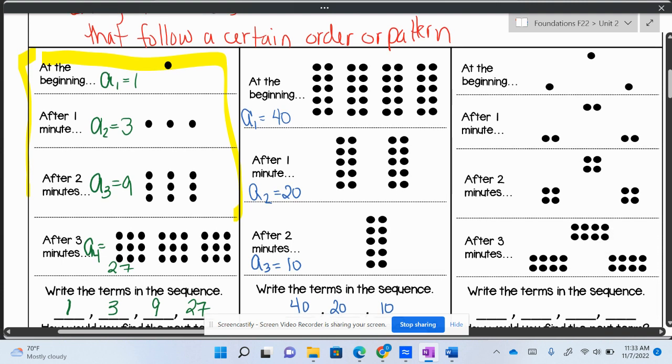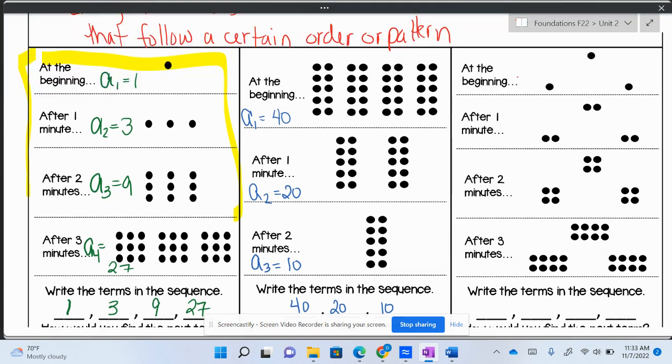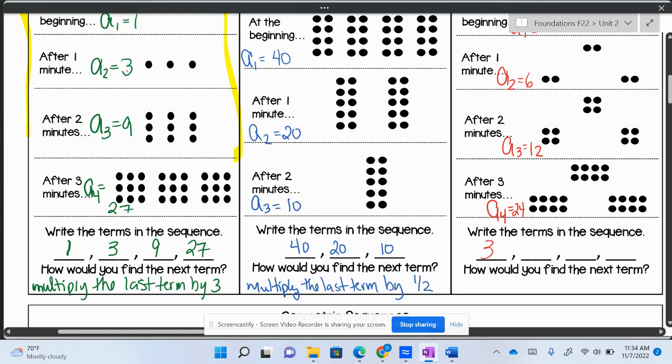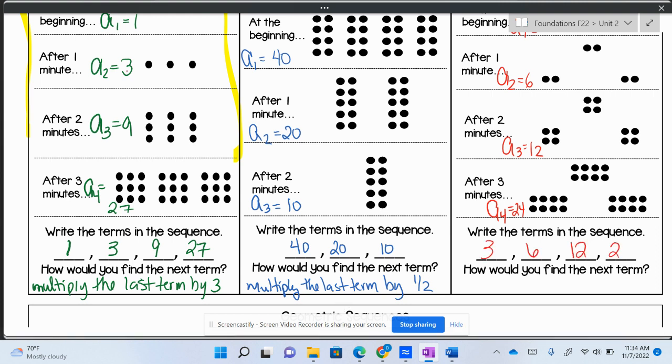Next one. What is the first term? Second term. Third term. The third term is 12. The fourth term is 24. You guys are getting way too fast. Fill those in: 3, 6, 12, 24. Eric, what are we doing to find each term? Yeah, we're multiplying the last term by 2.